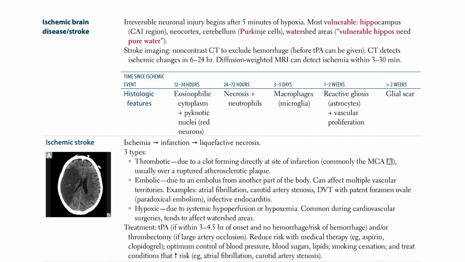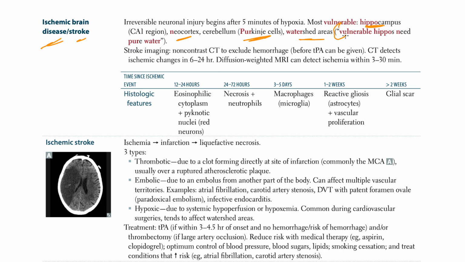All right, let's talk about ischemic brain disease or stroke. This is irreversible neuronal injury, which begins after 5 minutes of hypoxia. Most vulnerable are going to be your hippocampus, CA1 region, and neocortex, cerebellar Purkinje cells, watershed areas. We did talk about all of these things in the watershed zone areas, but here again, a repetition. It's going to be hippocampus, neocortex, Purkinje cells, and also the watershed areas.